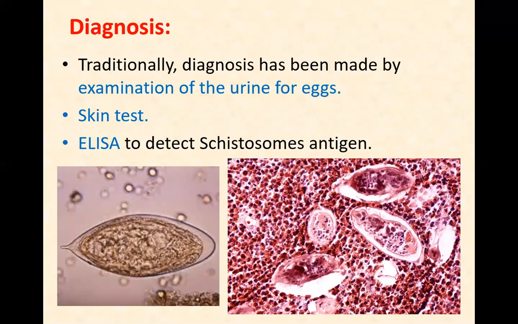About the diagnosis of this disease, traditionally diagnosis has been made by examination of the urine for the presence of characteristic eggs of Schistosoma haematobium. Thus, characteristic eggs of Schistosoma haematobium are elongated eggs with a terminal spine like this. A skin test is also available to diagnose schistosomiasis, and the presence of schistosoma can also be determined by the presence of antigens or antibodies by the ELISA method.